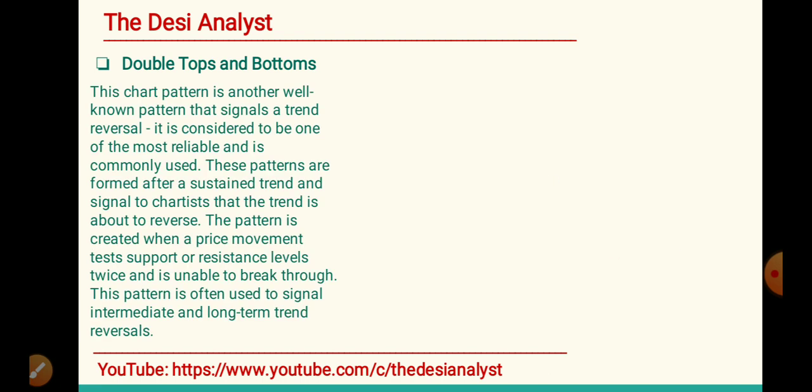This chart pattern is another well-known pattern that signals a trend reversal. It is considered to be one of the most reliable and is commonly used. This pattern is formed after a sustained trend and signals to chartists that the trend is about to reverse. The pattern is created when a price movement tests support or resistance levels twice and is unable to break through. This pattern is often used to signal intermediate and long term trend reversals.